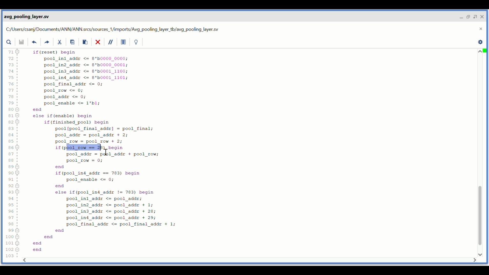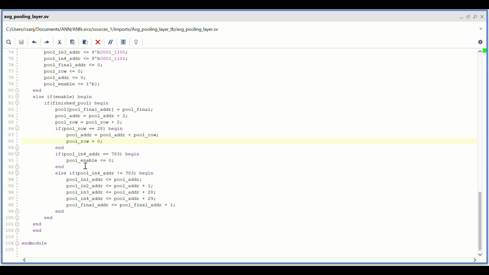In the previous numerical example, what did we do? If pool row is equal to 6. Here, pool row is equal to 28. So if pool row is equal to 28, I will add the pool address and the pool row. We have seen this in the previous case: we added pool address, which was 6, and pool row, which was 6. 6 plus 6 was 12. So that was the modified pool address, and that is how you compute the address of the next set of pixels. After you reach the end of the row, the next set of pixels is computed using this modified pool address. Now, what other things can come up?